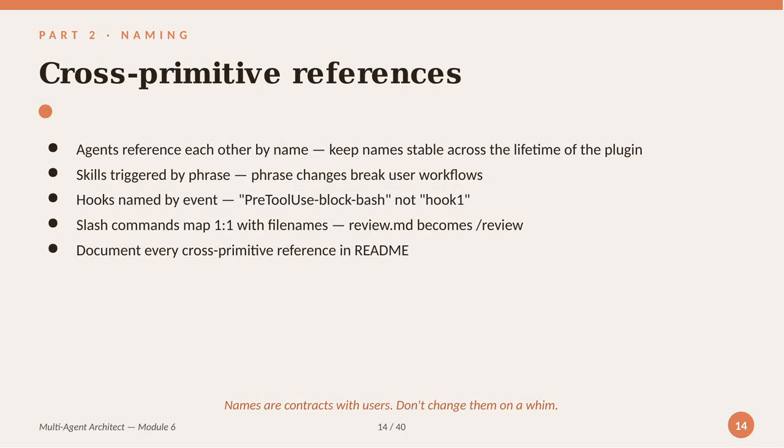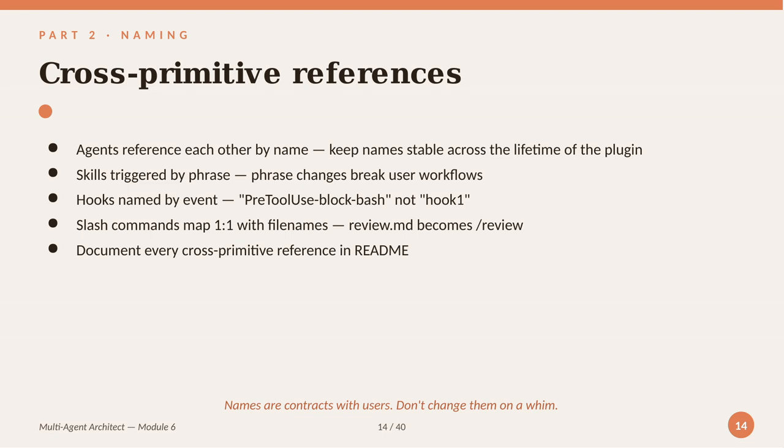Naming for cross-primitive references. Names are contracts with users. Agents reference each other by name. The orchestrator's prompt mentions @security-auditor. The /command body mentions the same agent. Change the name, and every reference breaks.